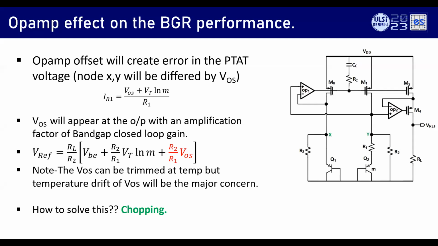VOS can be trimmed at one temperature, but the tempco of the VOS will kill you. The tempco of the VOS comes from the differential pair offset plus the load offset when you input refer it. Typically, the tempco of the load pair is what kills you more than the differential pair itself. And how to solve it? You do chopping, which is what many people do. I think we have developed, in our group, certain band gaps which don't use chopping and still get a very good response for the offset. I have not put that in the slides.